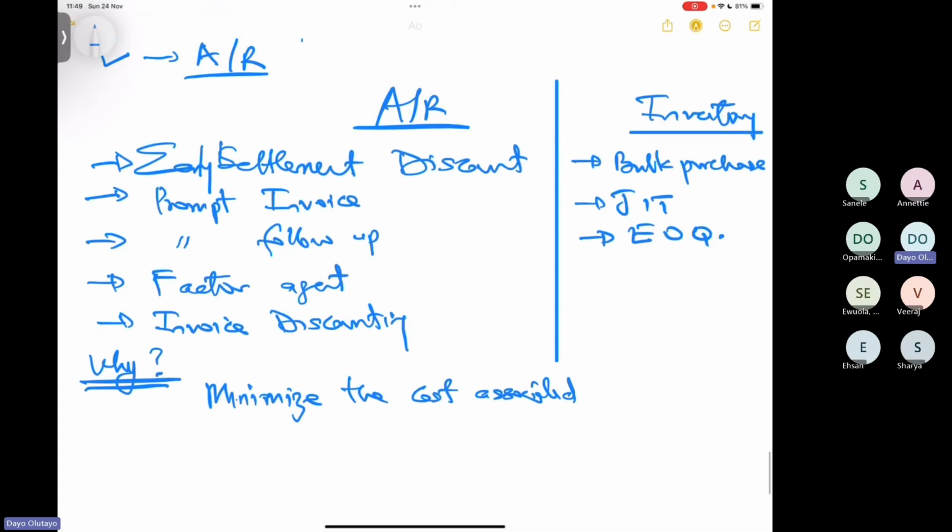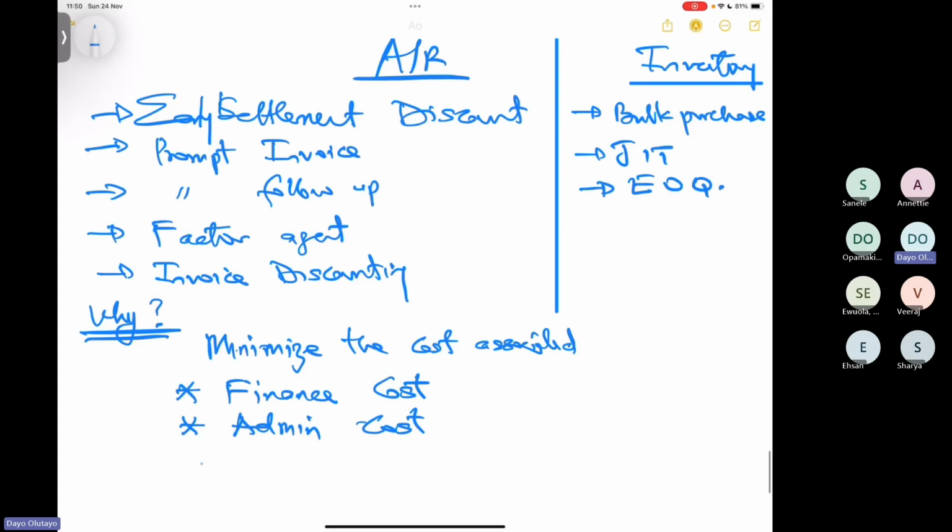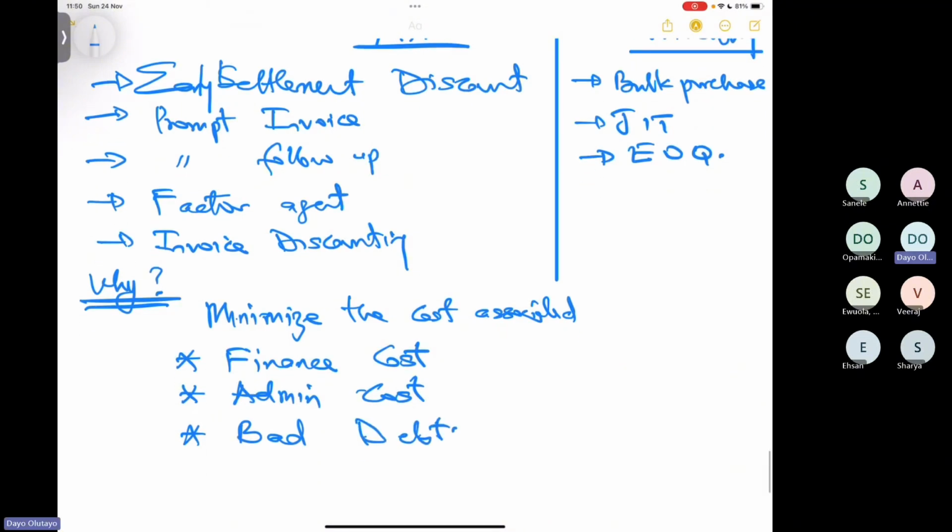And what is the cost associated with AR? Finance cost is number one, because every time you have AR, it means you don't have the cash and you are using overdraft to replace that cash. That is the simple interpretation. Then admin cost, because you have an AR department, staff that will be chasing the customers to pay. Very important. Then if you have AR, there's a probability that you might not be able to collect all of them. Bad debt cost is also critical. These three costs are compulsory for every AR. Depending on how you manage it, you can then have the likes of factor fee involved.